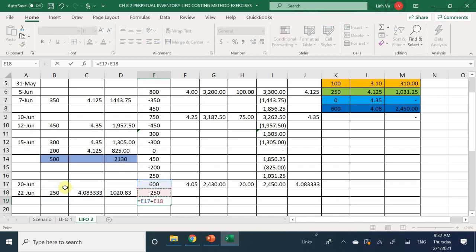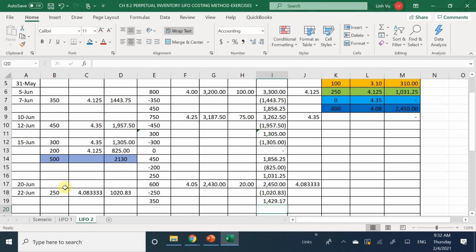So I should have a total of 350 units left, with a total cost of 1429.17. Okay, so I'm going to come over here, 600. So I should have, what was it, 350? Yes. There you go. Here it is, 1429.17. So good, we're doing good here.